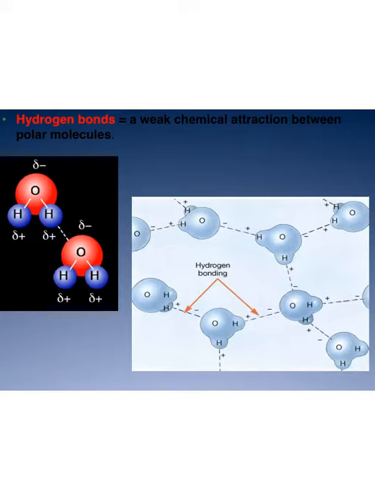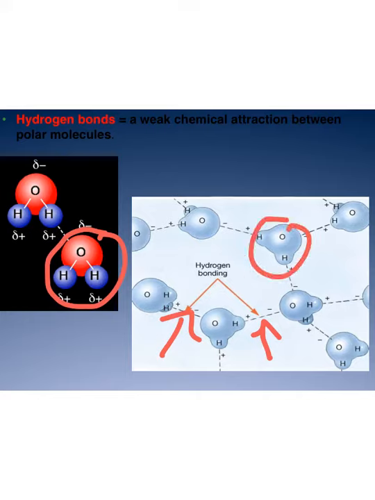Here's another great picture. You can actually see here the individual water molecule, the covalent bond that holds the hydrogen to the oxygen, creating that uneven distribution of electrons. But then you have the hydrogen bond. The hydrogen bond is what holds one water molecule to another water molecule.